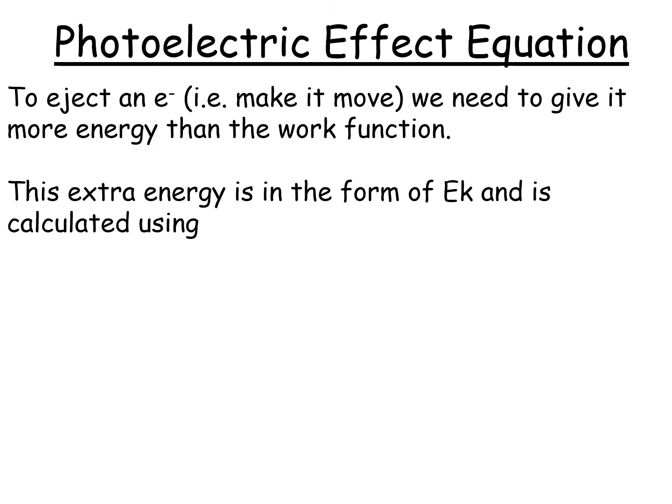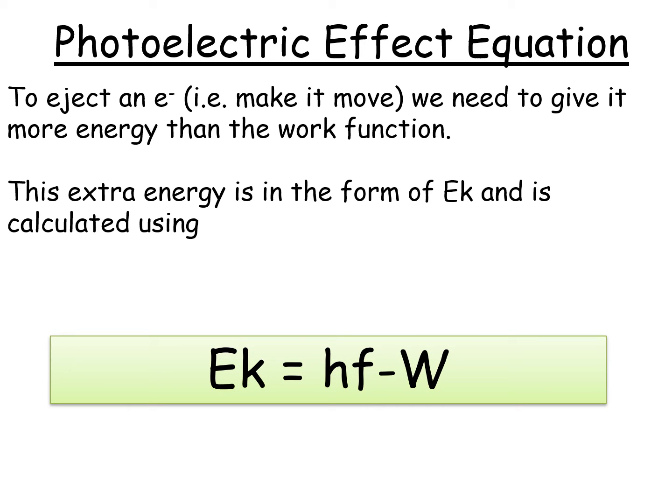Okay, so to tie all of that together, to eject an electron, i.e. make it move, we need to give it more energy than the work function. And this extra energy is in the form of Ek and is calculated by the following equation. So Ek is equal to hf minus W, where Ek is the kinetic energy in joules. Okay, nothing new there. W is the work function that is also in joules, and hf is just the energy of the light ray, which is also in joules.